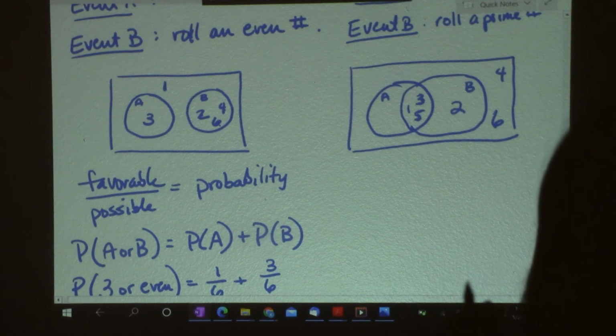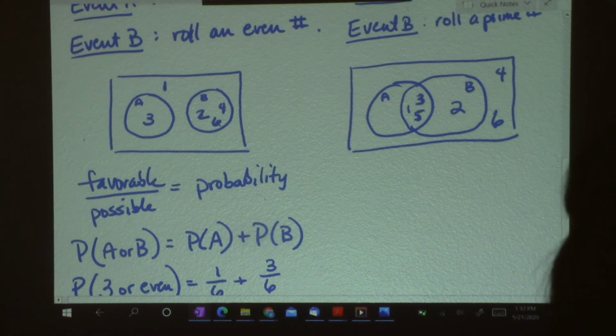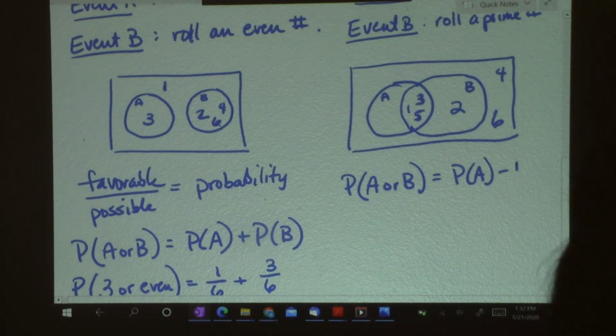Okay? So, now this is specifically for overlapping, so it's a different equation if you have overlapping events, all right? You're going to have the probability of A plus the probability of B minus the probability of A and B.